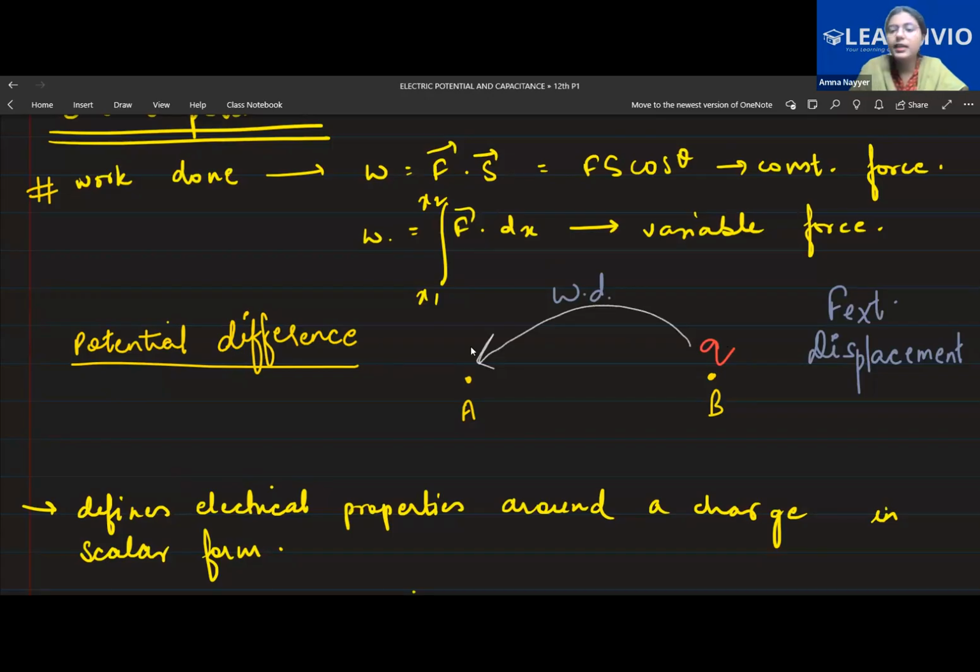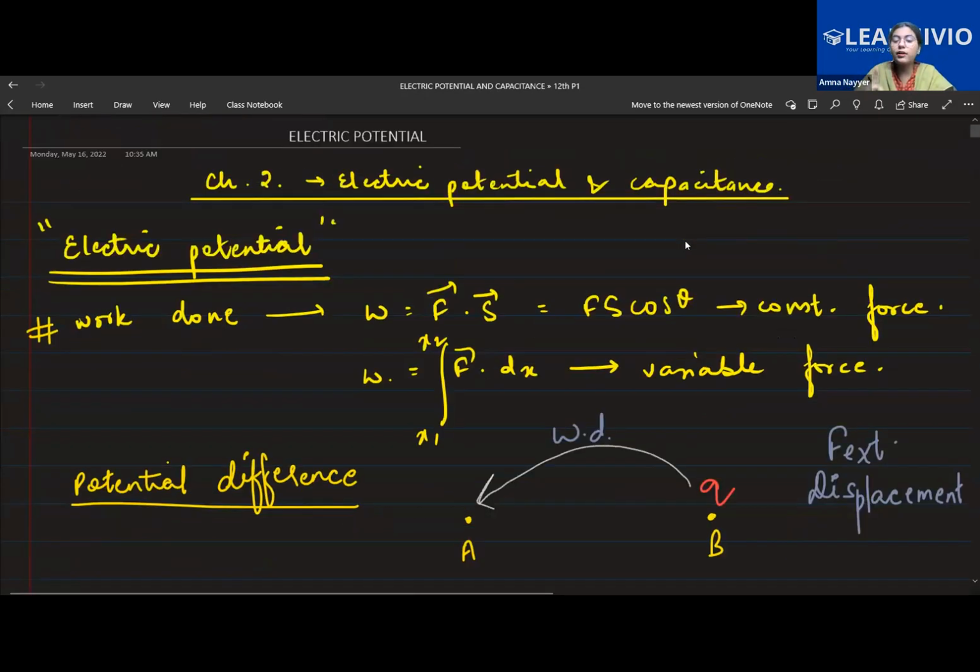Yes, ma'am. So when you have one charge present at point B and you are bringing it to point A, whatever is the total work done on this charge, because there is a force and a displacement covered, we call this work done for this charge the potential difference.